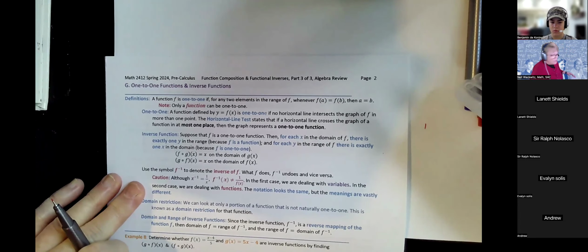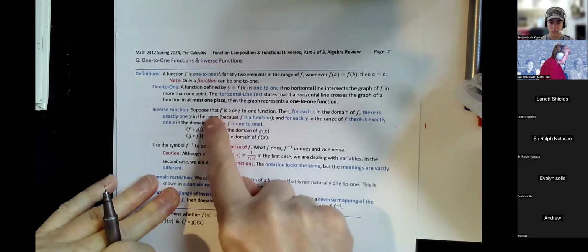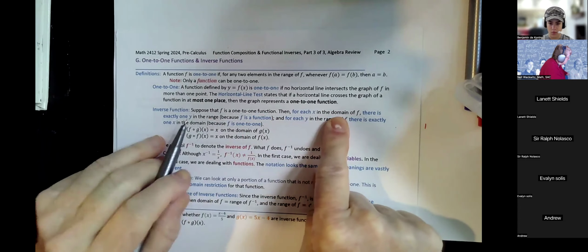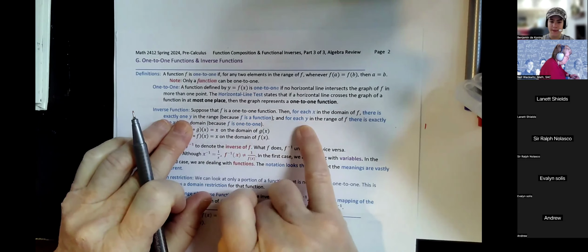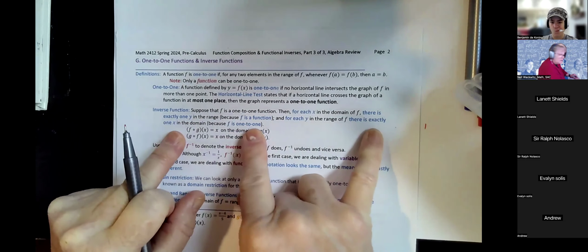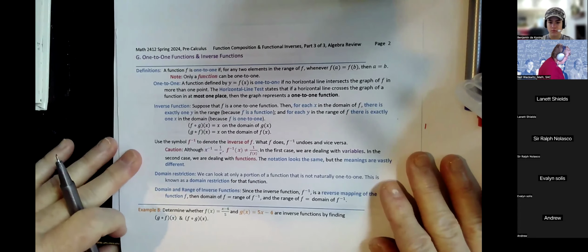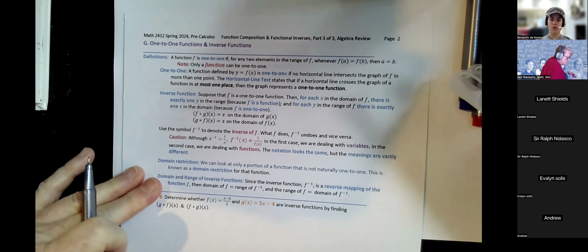Okay, so the only kinds of functions that can be undone are functions that are one-to-one. If we have a one-to-one function, that means that each x in the domain hits the range one time in one place because it's a function, and each y in the range is hit by one x in the domain because f is one-to-one. Only functions can be one-to-one. So this is all groovy keen, yes?